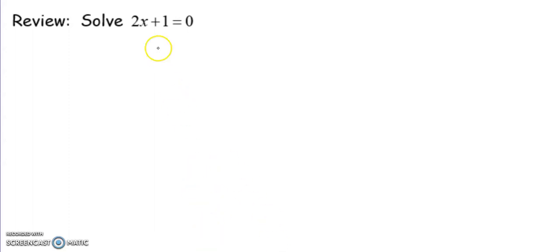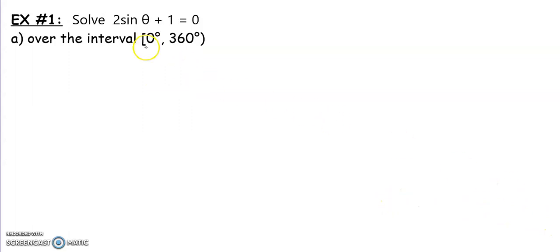It's just kind of amazing that we haven't done a lot of solving equations. So to get x by itself, I'm going to use inverse operations. First thing I'm going to do is subtract 1 from both sides. So I'm going to get 2x equals negative 1. Then I'm going to divide both sides by positive 2, and I'll get negative 1/2. Now we can do this exact same thing with trigonometric functions. We can do it if it's one trig function all by itself.